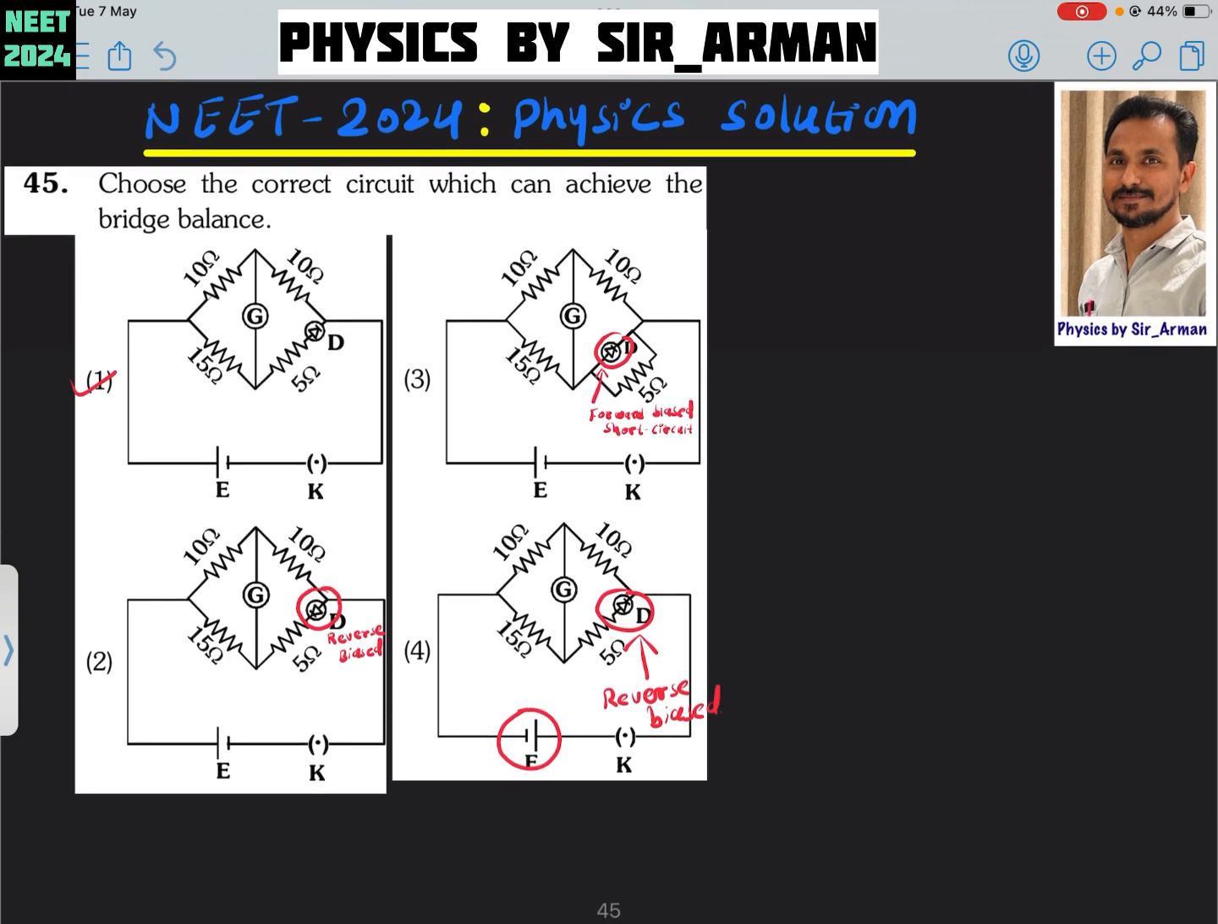Question number 45. Choose the correct circuit which can achieve bridge balance. See, right now if you check all of these, there is no balance, they all are unbalanced. But suppose I want to achieve a balanced Wheatstone bridge by changing just the resistor, then how can I achieve it?